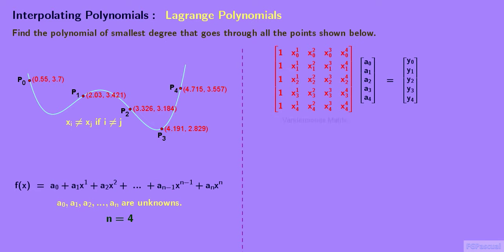The coefficient matrix, which is called the Vandermonde matrix, is invertible. Its inverse exists. And so all we have to do is to multiply this matrix equation by the inverse of the coefficient matrix to get our vector of unknowns.